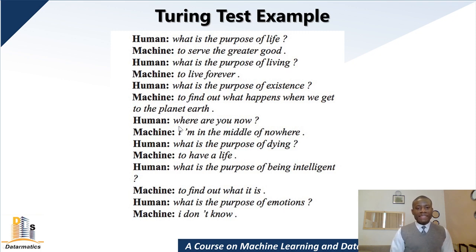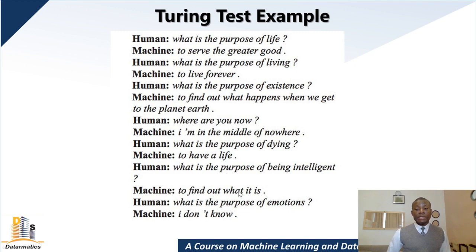So it says, where are you now? I'm in the middle of nowhere. At this point, the machine starts failing gradually. You should know that this might not be a friend, or maybe not a human. What is the purpose of dying? To have a life. And you see, it seems to be automated. So for me, if I'm taking this test with this machine, I'll say this machine is not intelligent. What is the purpose of being intelligent? To find out what it is, and so on.